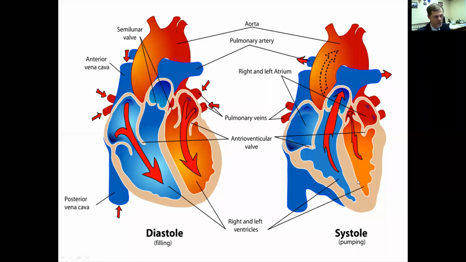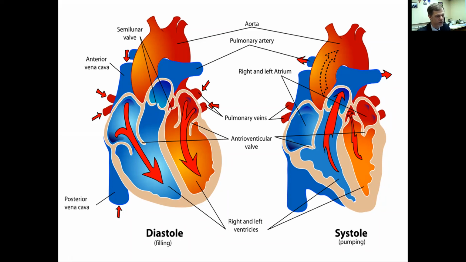What happens in systole? Systole, or pumping, or ejection. During systole, we have contraction of ventricles, and blood goes out from ventricles to aorta and pulmonary trunk. Position of valves: semilunar valves, aortic and pulmonary, open, AV valves closed. AV valves can't let blood return to atriums. So this is the picture you should have in your mind to understand what happens in the heart.